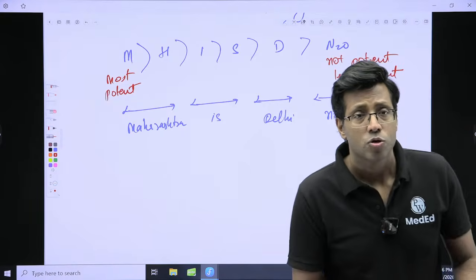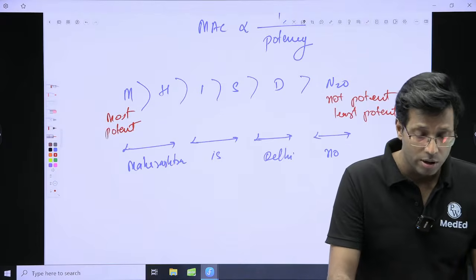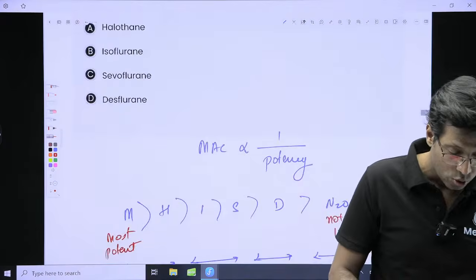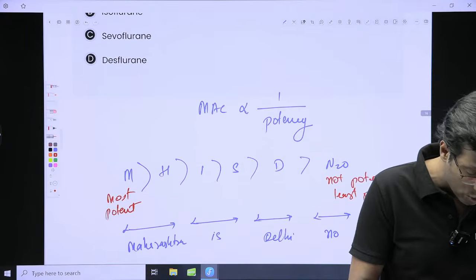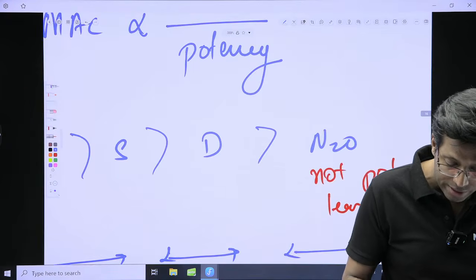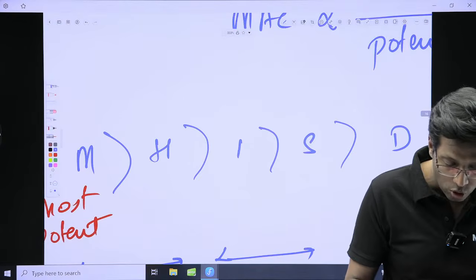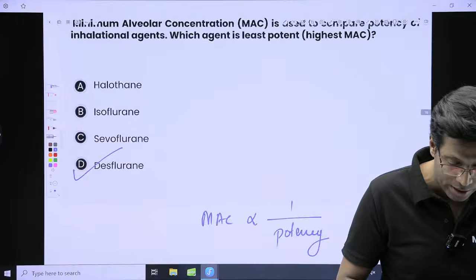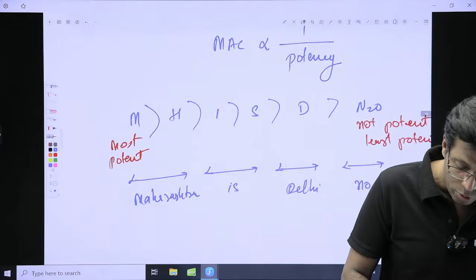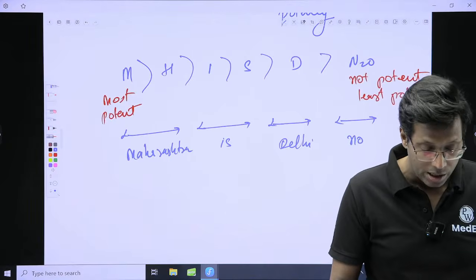Okay, so you don't need to memorize these numbers, numbers won't be asked in the exam. So we are discussing which is the least potent of the ones given below. As you can see, here there is nitrous, then des, then CO, iso and halo. So out of the options given, the least potent here is desflurane. That is the answer. Okay, so Maharashtra is Delhi, no. This is one point we have remembered.